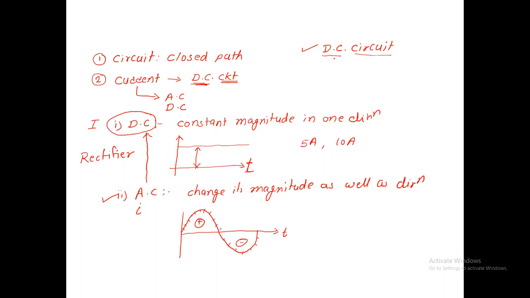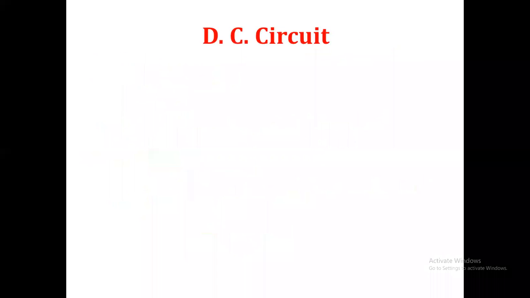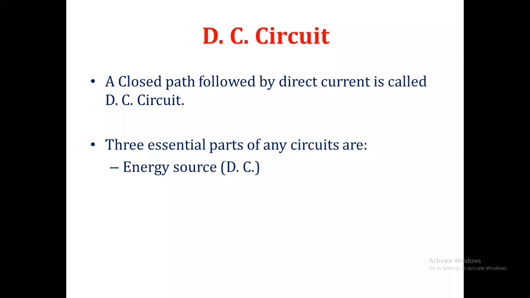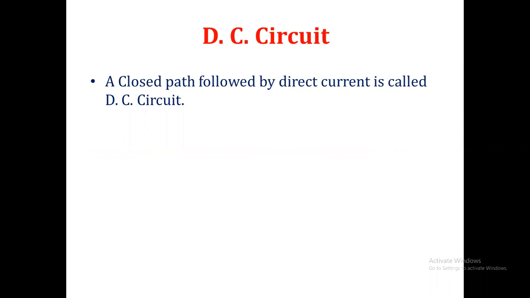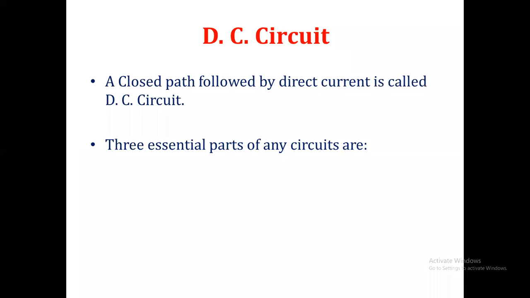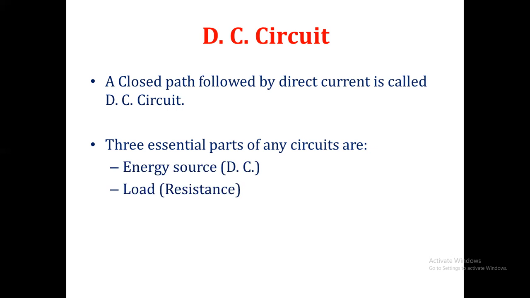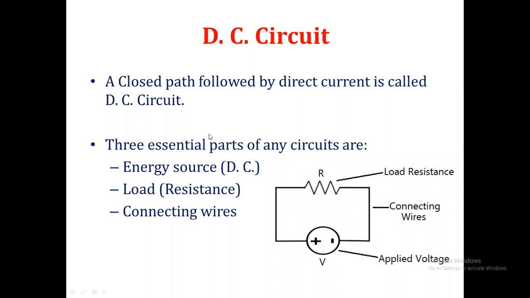Is it clear? Now, what essential things are required to prepare the DC circuit? Essential things through which we can prepare the DC circuit. So you can observe here. You can read the definition: a closed path followed by the direct current is called a DC circuit. Now there are a total of 3 essential things required to prepare the DC circuit. Number 1, energy source. Number 2, load resistance. Number 3, connecting wires.